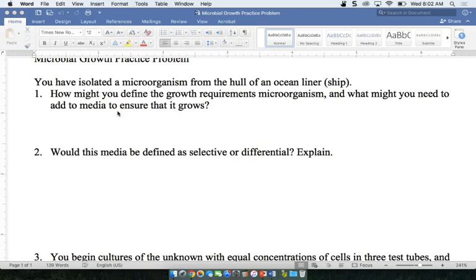It does make it selective, because the way that I like to think of it is you're selecting for the growth of a subset of bacteria. Or another way to say it is you're selecting against another subset. So you're selecting for growth of halophiles and halotolerant organisms, and against the growth of non-halophiles, ones that can't grow in the presence of high concentrations of salt.